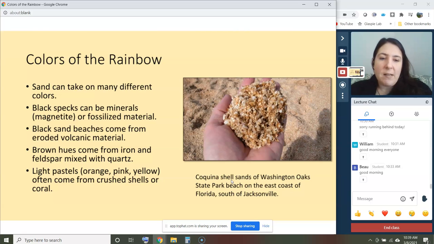And then you might see some light pastel colors, and so for instance, this is sand from the Washington Oak State Park Beach on the east coast of Florida, just south of Jacksonville. You can see it's kind of orangey. So those light pastels like orange, pink, and yellow often come from crushed shells or coral. So if you've ever heard someone say that the Bahamas have pink sands, the reason that those sands might appear pink is because they have a lot of crushed coral and crushed shell in them to make them that color.